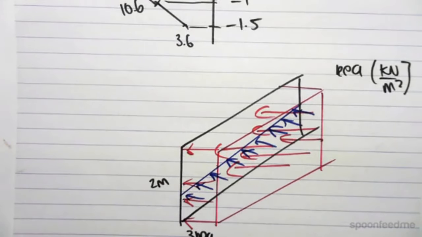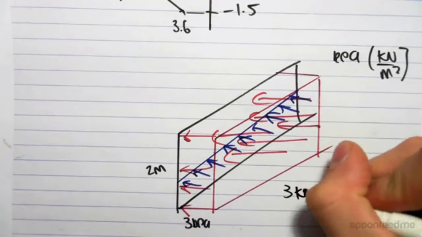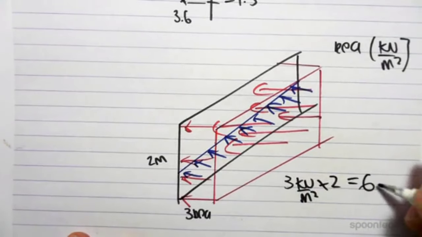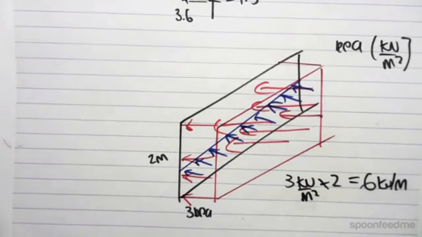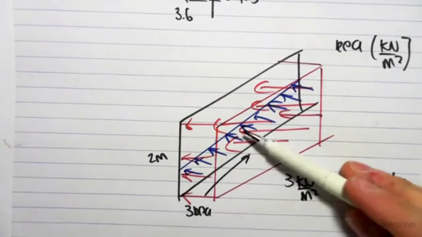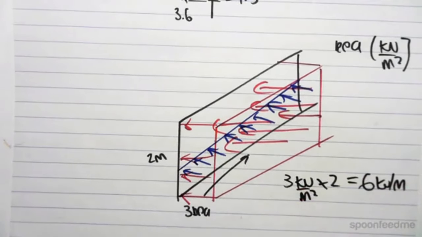All we do is multiply 3 kPa by 2 meters. So 3 kilonewtons per meter squared, which is a kPa, times 2 meters would be 6 kilonewtons per meter. What that's saying is that for every meter we go along our wall, we develop 6 kilonewtons. So it's a line load of 6 kilonewtons per meter along our wall.